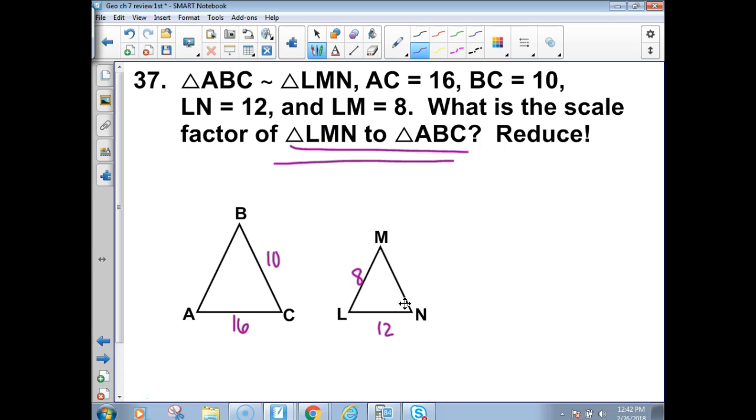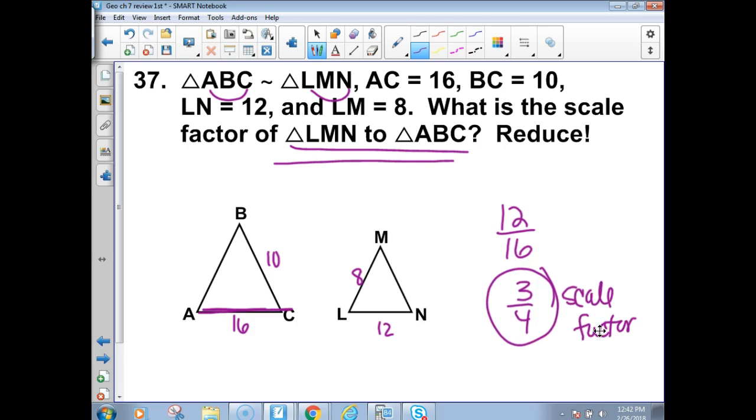Now I'm not sure about these sides being proportional, so I need to compare the ones I know for sure are, because in the statement A to C, L to N are corresponding. So I don't want to do 16 over 12 because it says LMN first. So I have to do 12 over 16. 12 over 16 then reduces by division of 4 top and bottom. There's a common factor of 4 to the numerator and denominator. So dividing by 4 gives us 3 fourths. That is the answer. That is your scale factor. A reduced ratio of two sides.